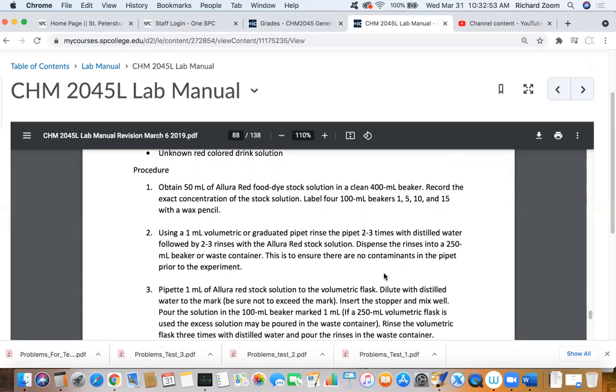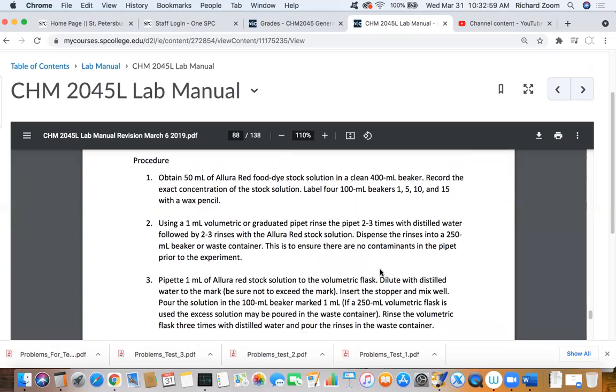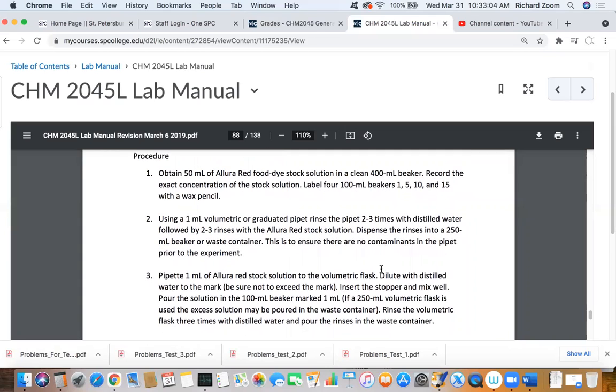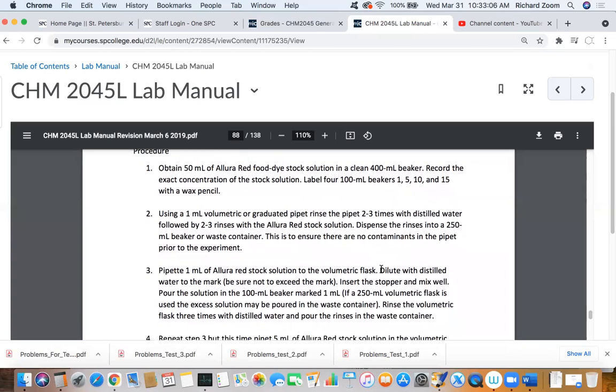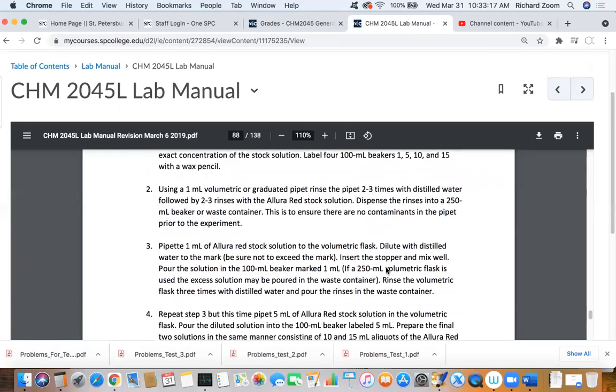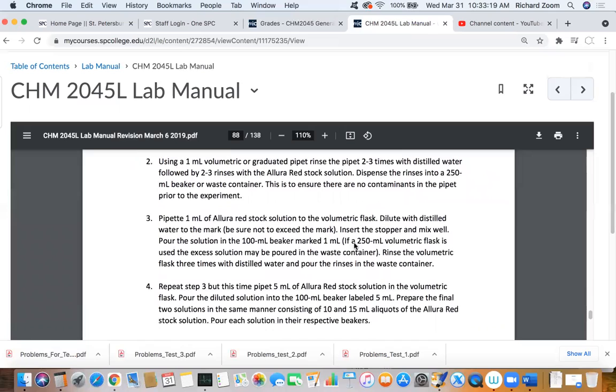Hang on. Let's see. Label 4. I'm just going to verify this. No, actually, I might be wrong about that. Hold up for a second. I just want to see what size the volumetric flask is. Okay, there's the volumetric flask. All right. So this is the story.